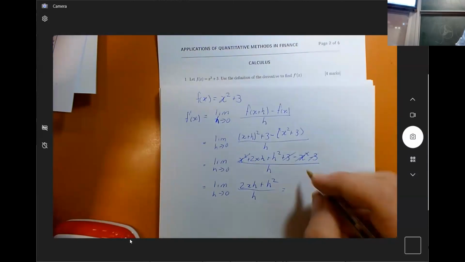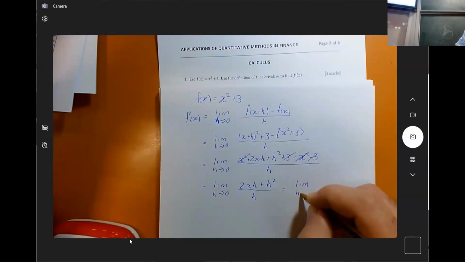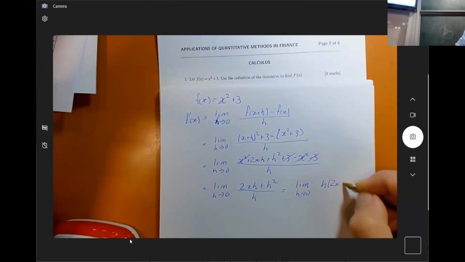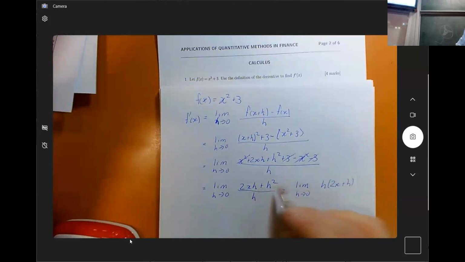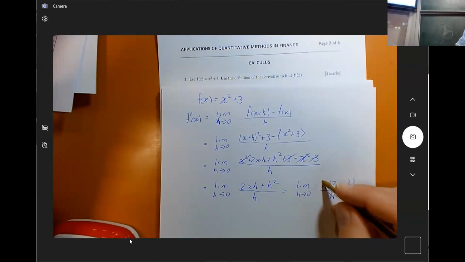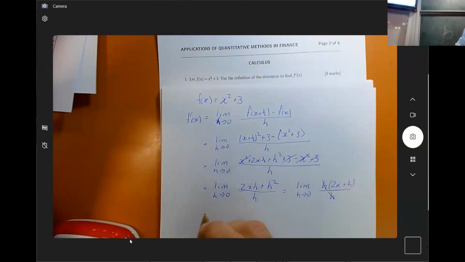To make it clear what's going to happen as h goes to 0, I'm going to go h by 2x plus h. So I'm factorizing that h out of that numerator. And so now I've got an h in the numerator and an h in the denominator. Now I can actually evaluate this limit because I'm not dividing by h, which is going to 0, anymore. I can just let h go to 0. And so this is going to be 2x.